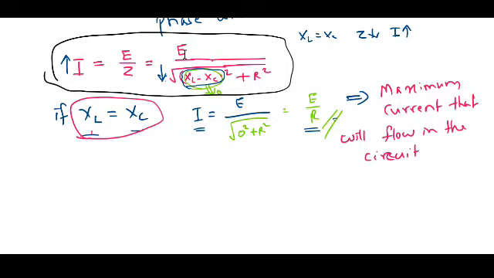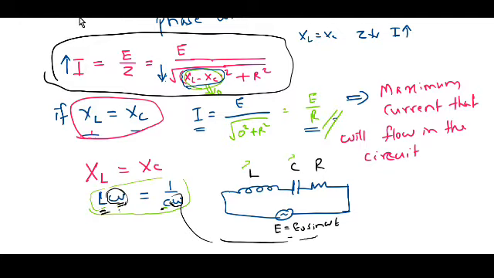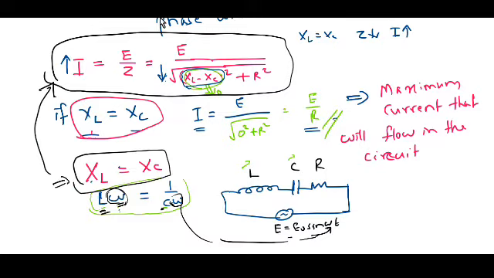How is this condition satisfied, or how can we achieve this condition in an LCR circuit? If XL is equal to XC, where XL is L omega and XC is 1 by C omega, and the voltage E is equal to E0 sin omega t, this omega is the frequency of the applied external voltage. When XL is equal to XC, the denominator, that is the impedance, becomes minimum and the current in the circuit becomes maximum.